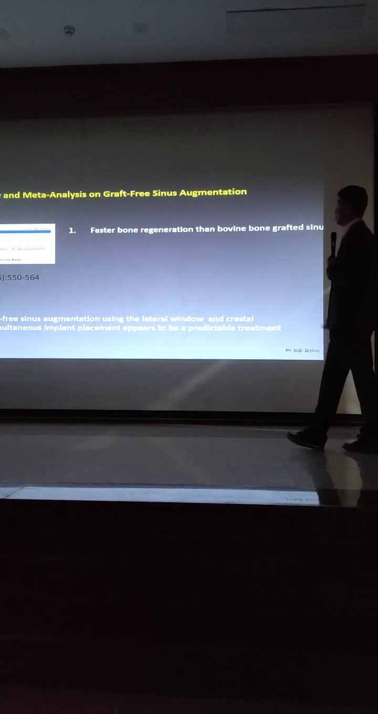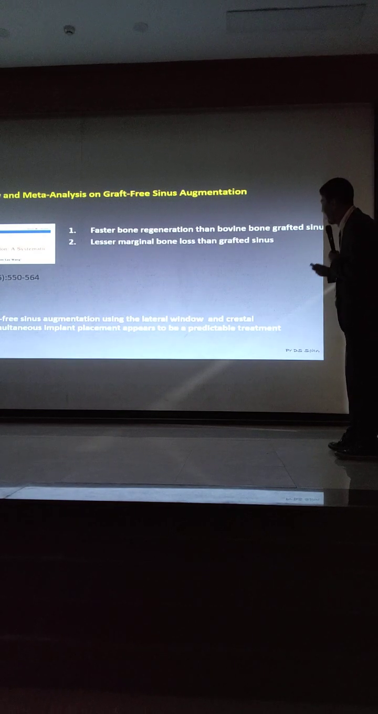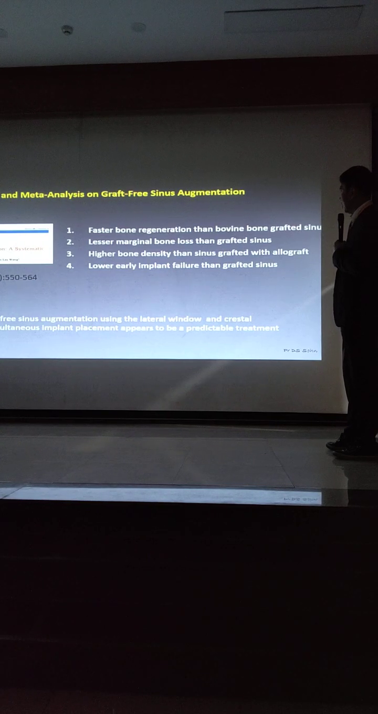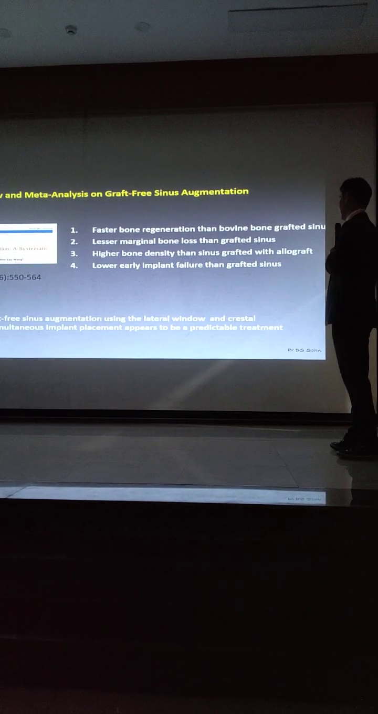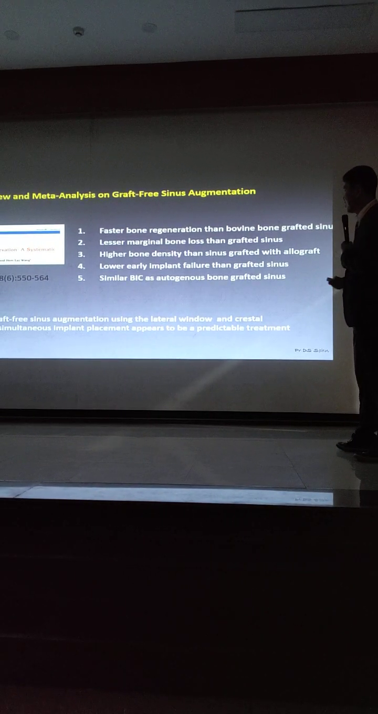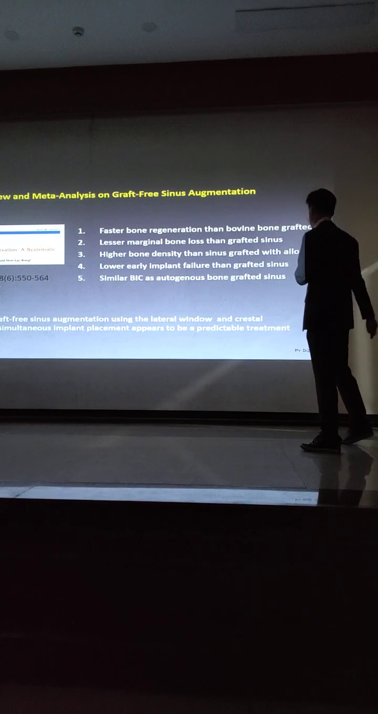So as long as you don't place grafted material, you can get faster bone regeneration than bovine grafted sinus augmentation. You can get less marginal bone loss than bone graft added sinus augmentation. You can get higher bone density than sinus grafted with allograft. You can get lower implant failure than bone graft added sinus augmentation. So you can get similar bone implant contact if you do not place grafting material in the sinus, and similar results according to bone graft sinus.